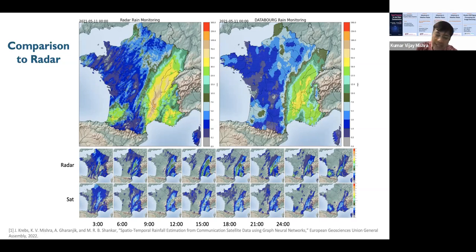So I showed you an example from Germany, then we improved the network and we tried it on France, where there are even more terminals, hundreds of terminals. We use that data. And then here we compare what the Meteo France radar sees and what our satellite terminal sees. And you can see it very closely matches what radar is seeing. So this is a pretty good result without using these expensive instruments like these big radars.